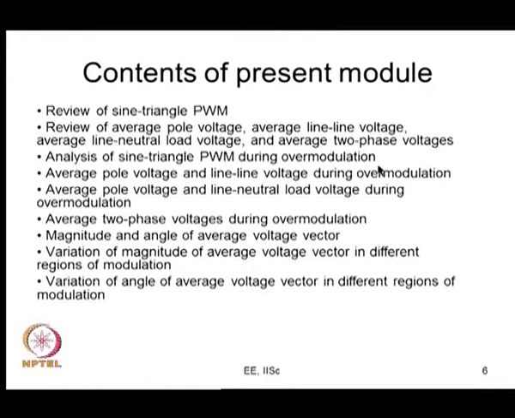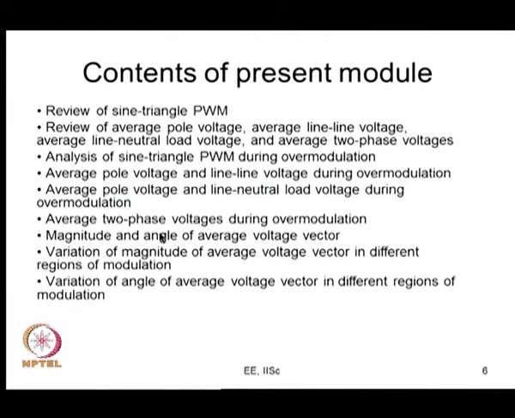When there is an inverter feeding a load, let us take an induction motor load for example, and that inverter has a DC bus voltage and is operating in overmodulation, that is, the peak value of the sine is greater than the peak value of the carrier. So, what happens? That is what we are going to see now. What are the quantities we will look at? We will look at the average pole voltage, the average line to line voltage of the inverter. We will also look at the average pole voltage and the average line to neutral voltage applied on the load during this overmodulation.